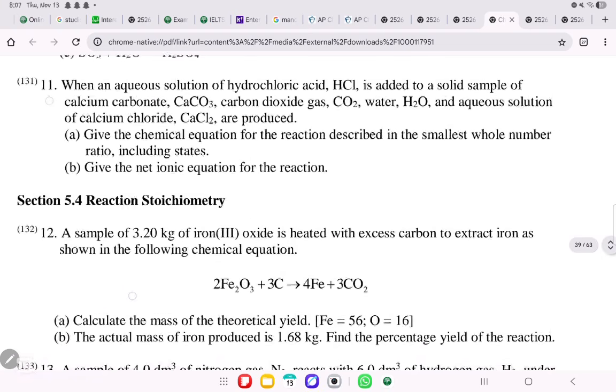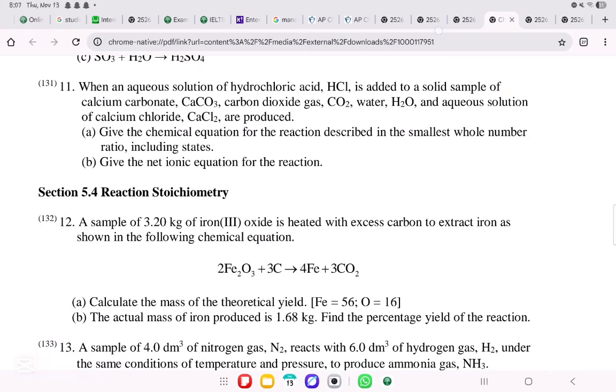When an aqueous solution of hydrochloric acid, HCl, is added to a solid sample of calcium carbonate, CaCO3, the carbon dioxide gas, CO2, water, H2O, and aqueous solution of calcium chloride are produced. They want the chemical equation for the reaction described above.